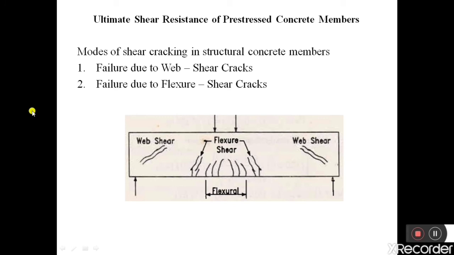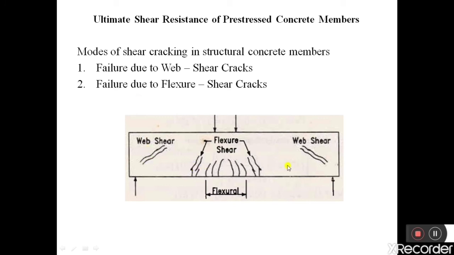So in a prestressed concrete member, we have two types of shear failures: failure due to web shear cracks and failure due to flexural shear cracks. These are the two modes of shear cracking in PSC members.